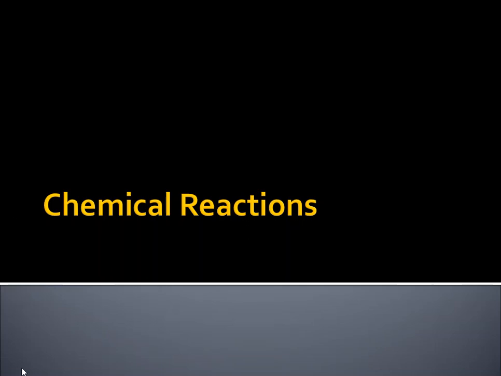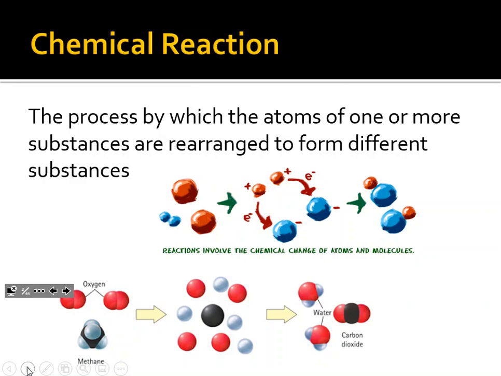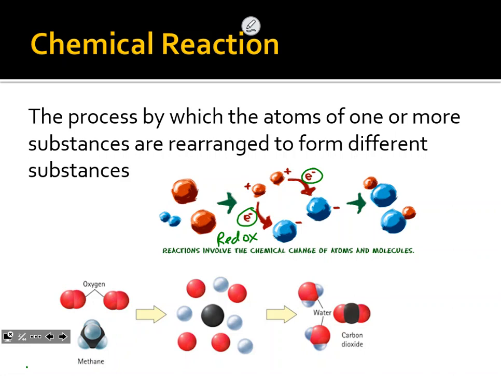All right, so chemical reactions. Well, chemical reactions are the process by which the atoms of one or more substances are rearranged to form different substances. You probably already know that. Looking at our examples here too, a couple of different things are happening. In this particular example, you have this change of electrons. That's actually called a redox reaction, which we'll get to later.